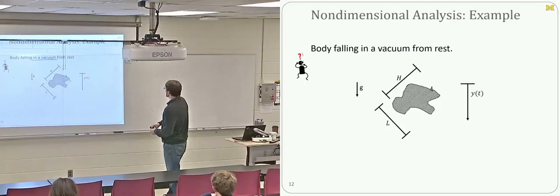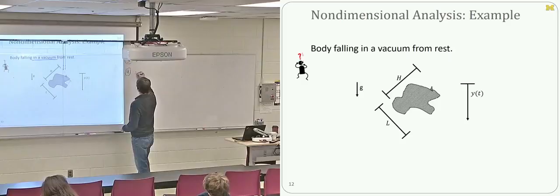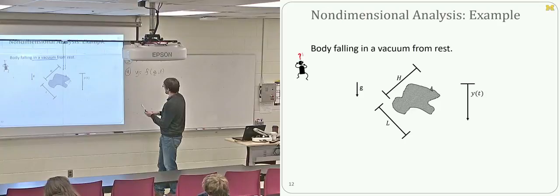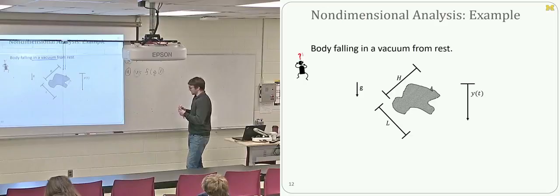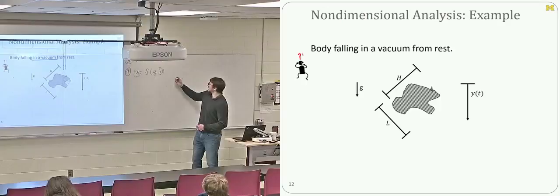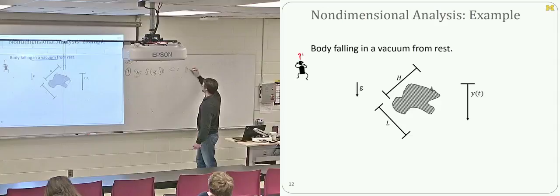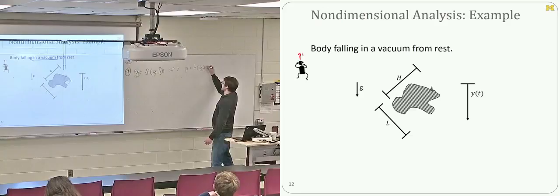So step four here, then, is to pick. We've got y equals a function of g, t. We picked this one and this one. By the way, the implication here is that we can say that g is also a function of y and t, right? We're saying the functional relationship here goes both ways.